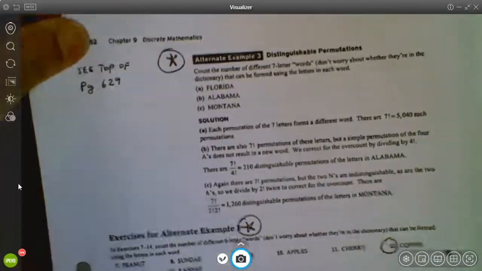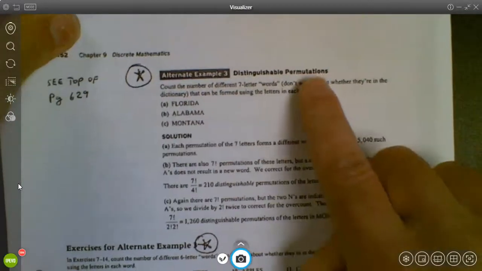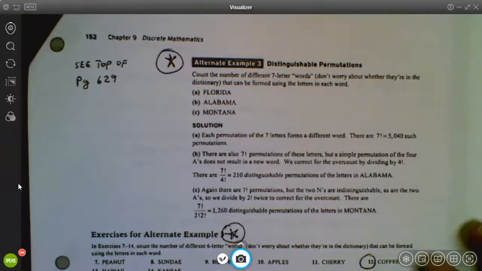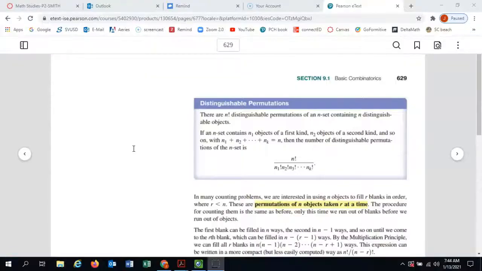All right, so before we get into distinguishable permutations, which is what we are talking about now, I want to show you something real quick at the top of page 629. Let me pull that up. Before we even get into distinguishable permutations, let me just tell you what a permutation is. A permutation is an order of events.